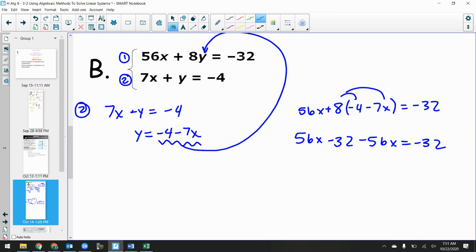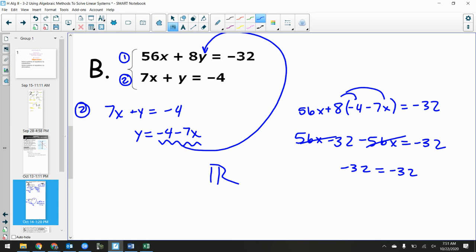What happens to my x variables? All right, cancel. I end up with -32 is equal to -32. What's the answer when you have something like that? Exactly, all real numbers. So what can you tell me about those two lines? They're coinciding. Good. The lines graph to be the same exact thing. There's an infinite amount of solutions.